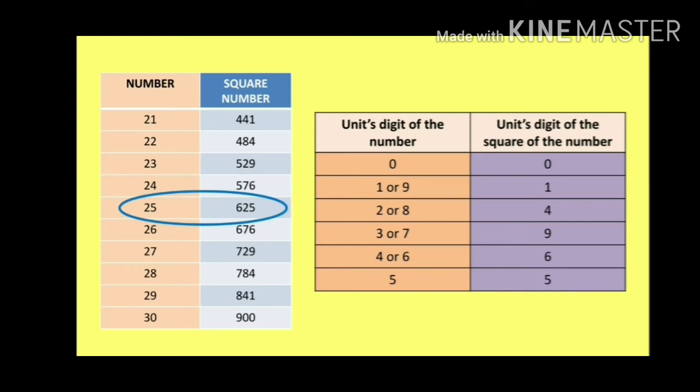Similarly, 5 will end with 5 because 5 square is 25. So whatever the given number, if it ends with 5, its square will always end with 5 only. And the last one, if a number ends with 0, its square will also end with 0.